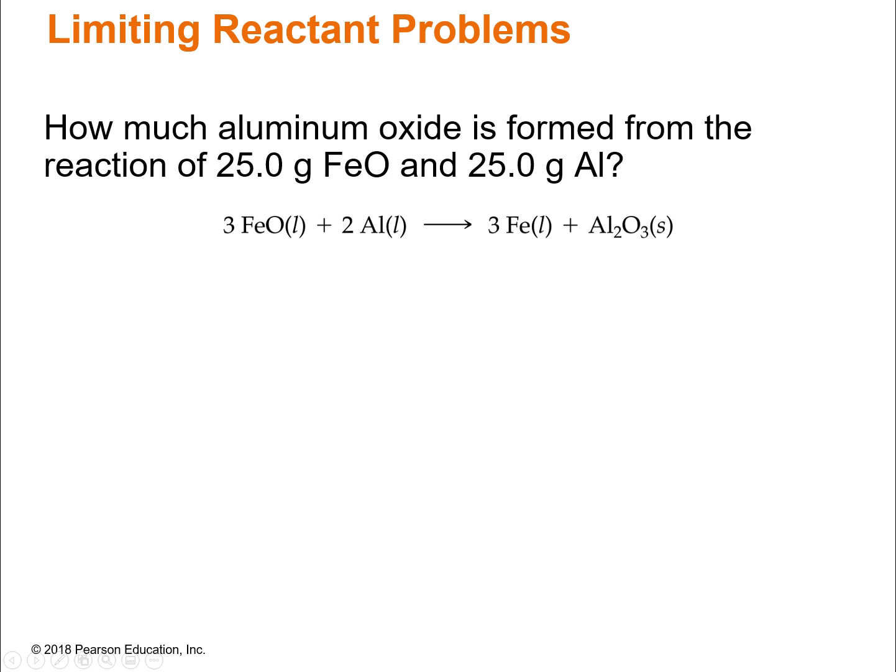We still have the same equation. This time we're looking at aluminum oxide. If we have 25 grams of iron 2 oxide and 25 grams of aluminum, and we're mixing them together, how much aluminum oxide will we make? It's still mass to mass and limiting reactant.